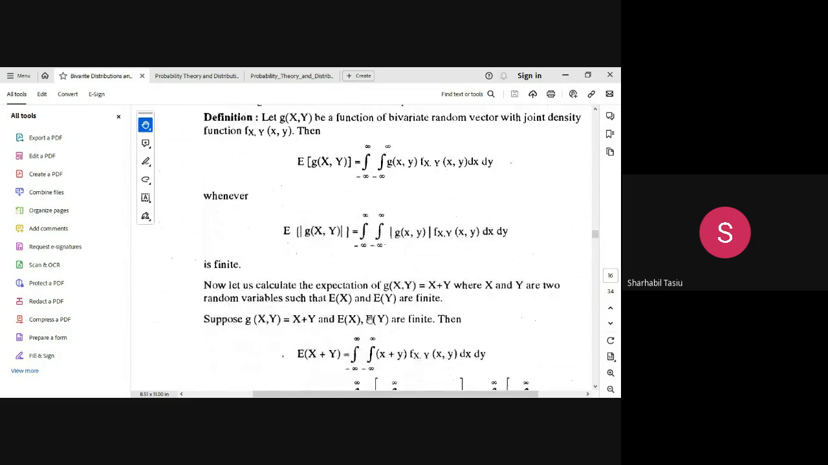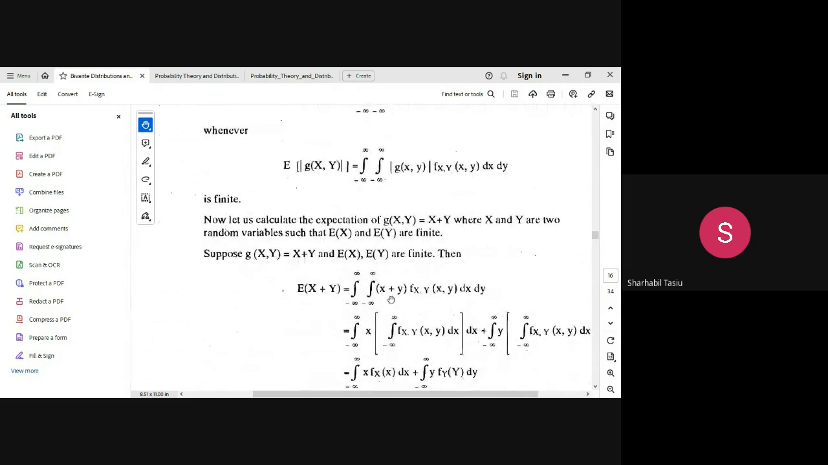Once you do it, you have this function, and we know that it's finite. So it is the integral from negative infinity to positive infinity. That's a double integral because of the x and the y. And then we have g of x comma y times f of x comma y dx dy. So calculating the expectation of the sum, that is g of x comma y equal to x plus y, we have this function here.